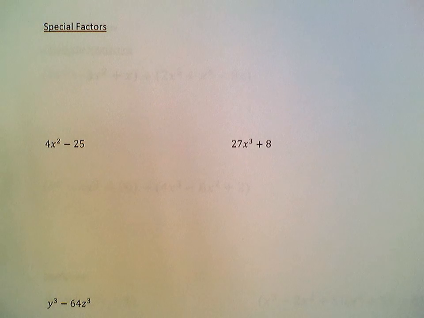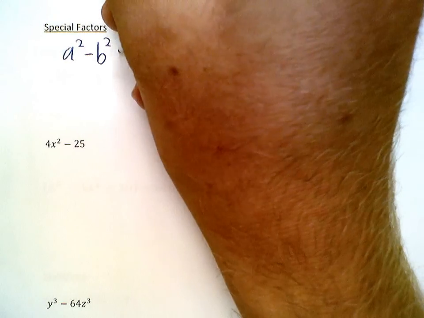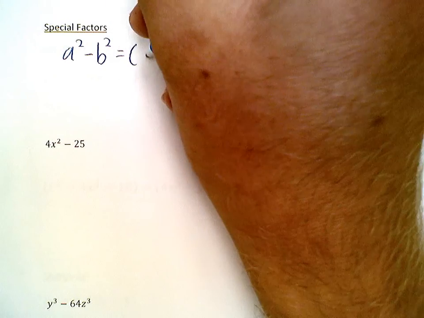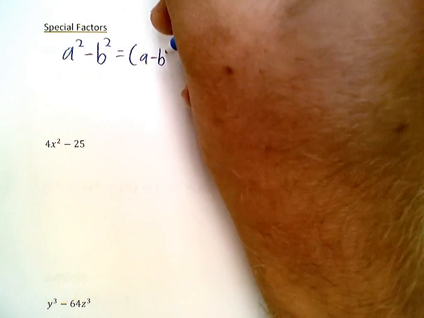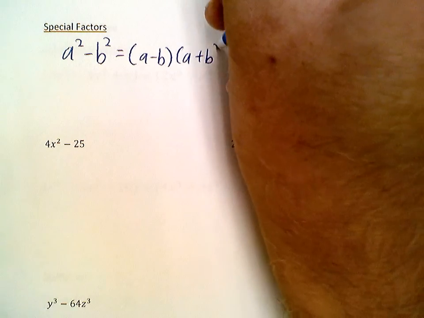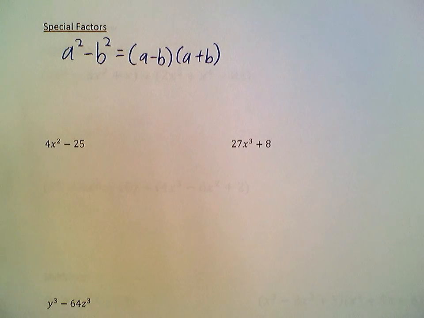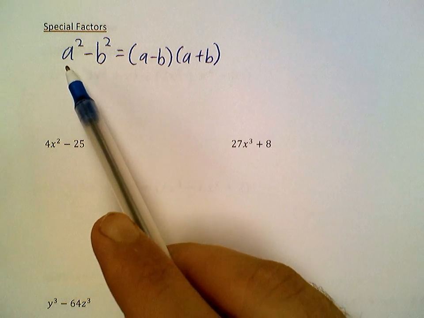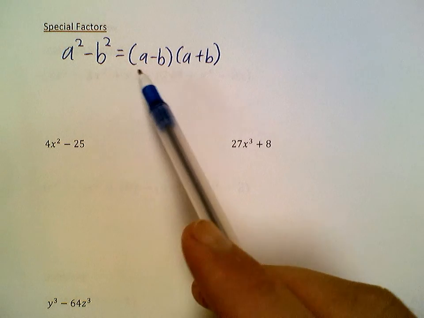So the first pattern I'm going to talk about is one you've probably used in the past in Algebra 1 and Algebra 2, called difference of squares. So the idea is if you have two squares where one is subtracted from the other, like a squared minus b squared, this can be factored into a minus b times a plus b. Okay? So as long as both terms are perfect squares, this will work.